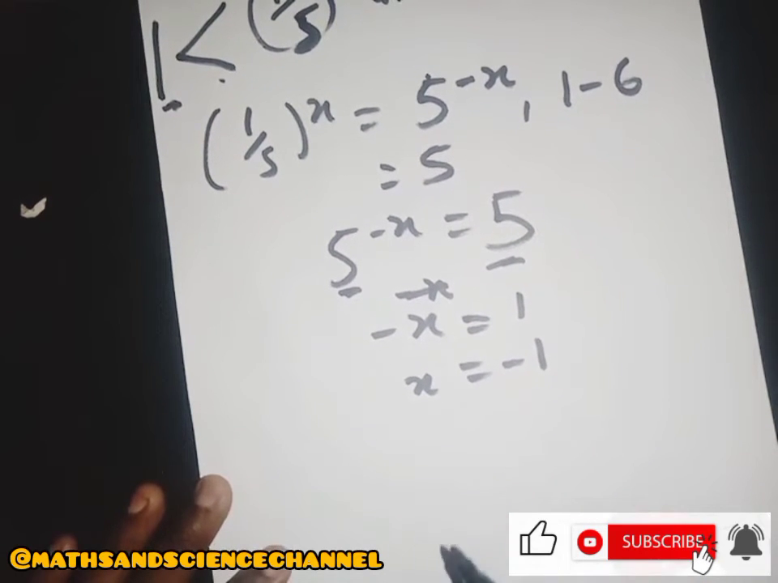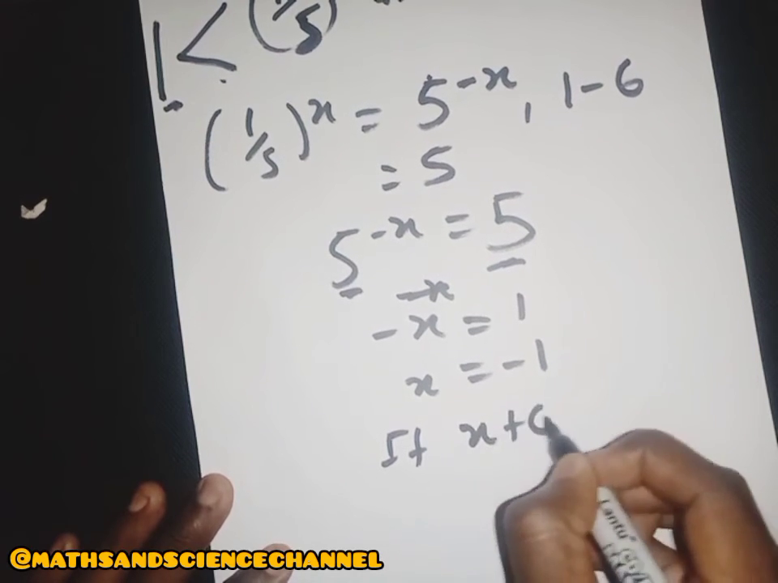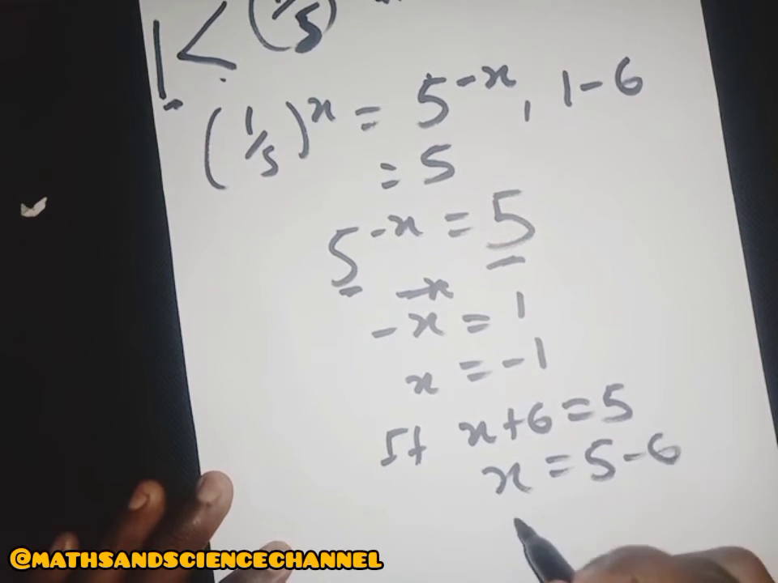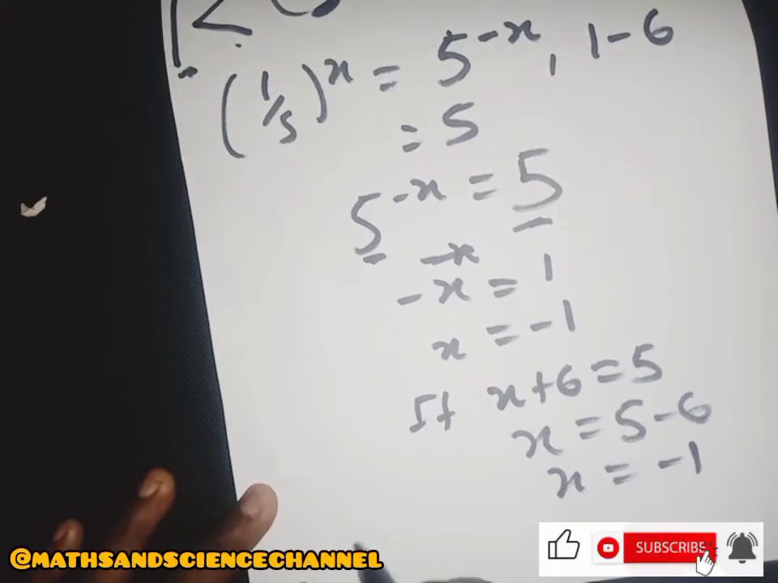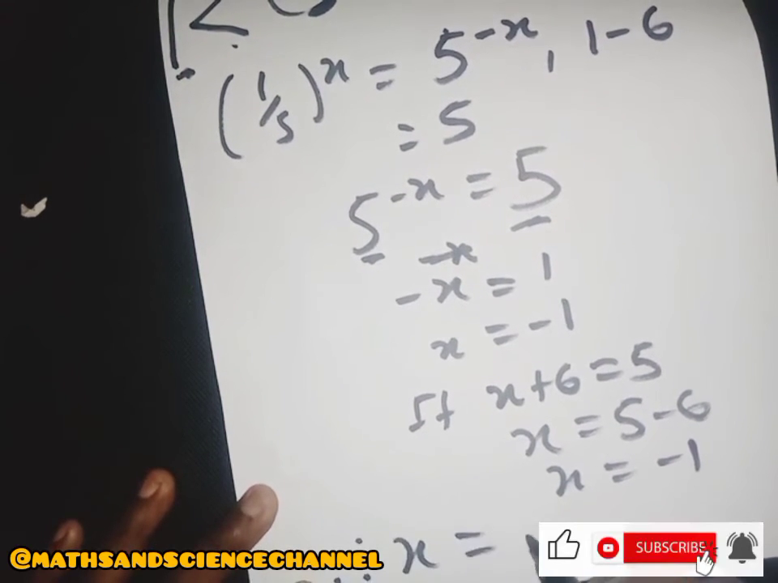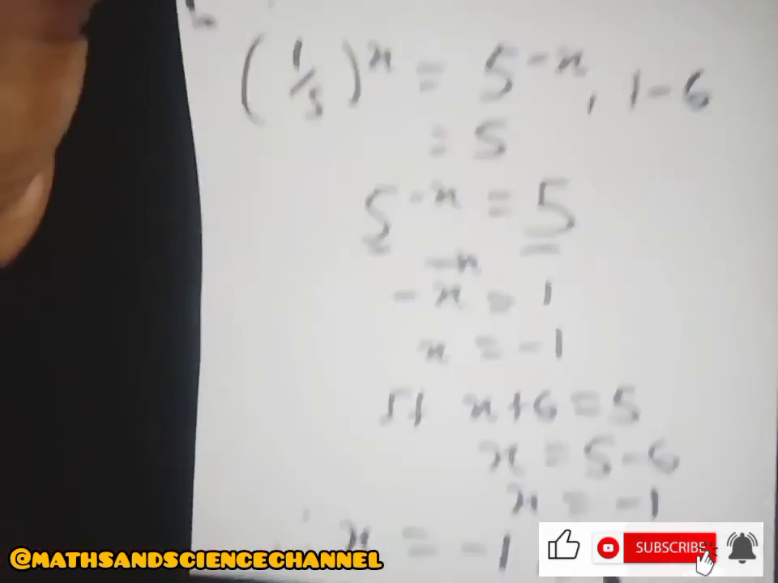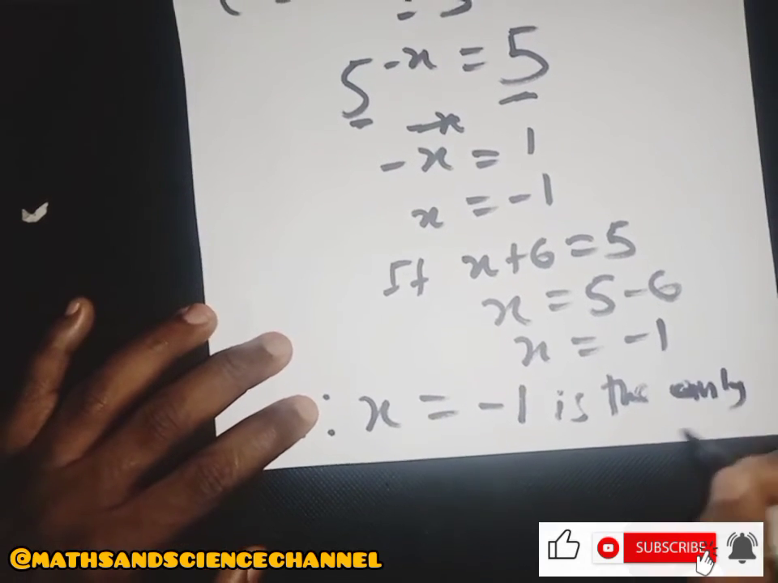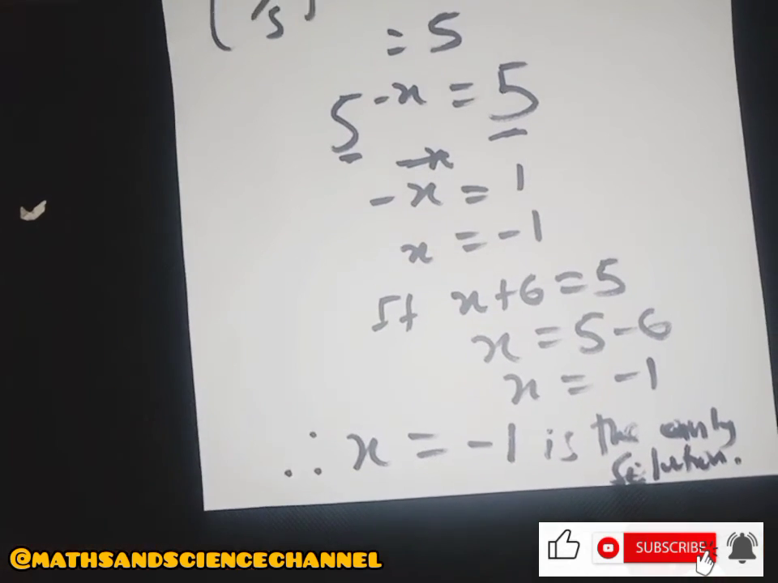Then also if s plus 5 equals 6, then we are going to get 5 minus 6 here, and s will be equal to -1, right? So therefore we can conclude that s equal to -1 is there. That will be the only solution in this case. So that will be for x in this case.